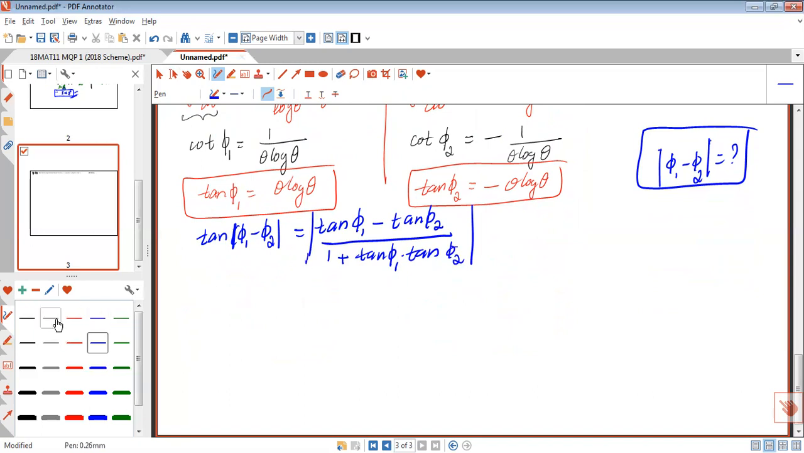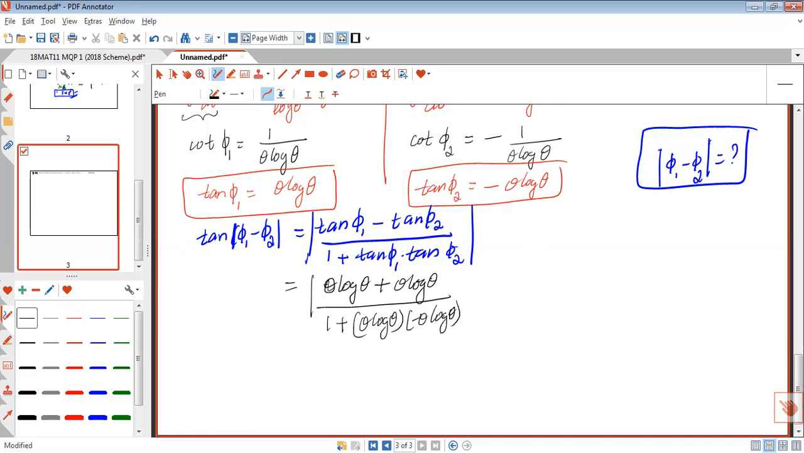So substitute the values, that is modulus of tan phi 1 is theta log theta, tan phi 2 is minus theta log theta, so you can write minus of minus, plus theta log theta, divided by 1 plus theta log theta into minus theta log theta, or 2 theta log theta divided by 1 minus theta log theta the whole square, or theta square log theta the square.